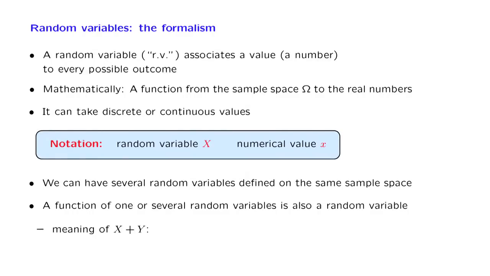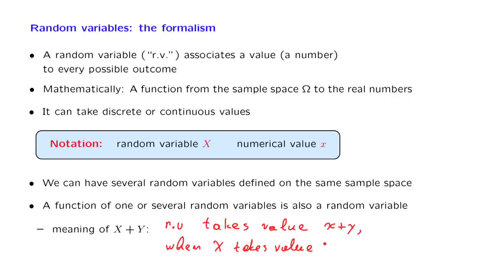As an example, we could think of two random variables, X and Y, associated with the same probabilistic experiment, and then define a random variable, let's say X plus Y. What does that mean? X plus Y is a random variable that takes the value little x plus little y when the random variable capital X takes the value little x and capital Y takes the value little y.